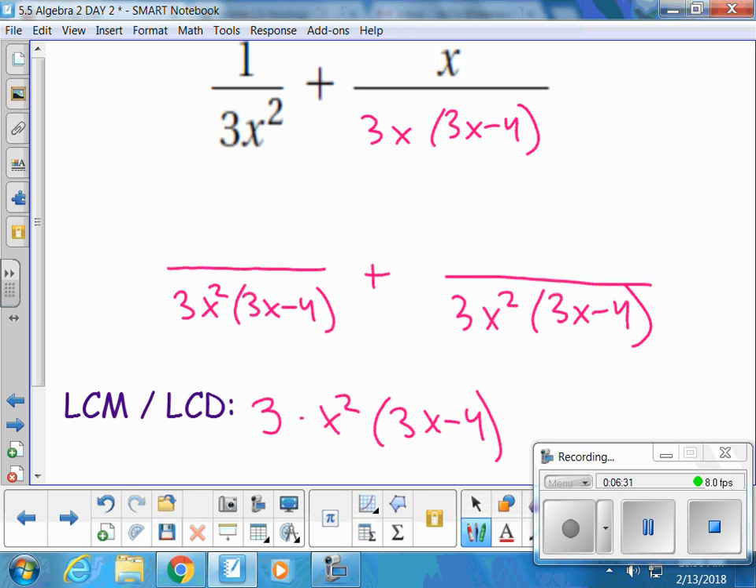All right, how are we going to turn a 3x squared into a 3x squared times 3x minus 4? I think to myself, what do I need to add to it? So I need to add a 3x minus 4 to this first fraction. And you'll do it on the top and bottom. That's supposed to be a 3x minus 4. Now see that 1? If that had been a number other than 1, it would need to distribute in. But since it's just a 1, it's going to become a 3x minus 4 up here, okay?